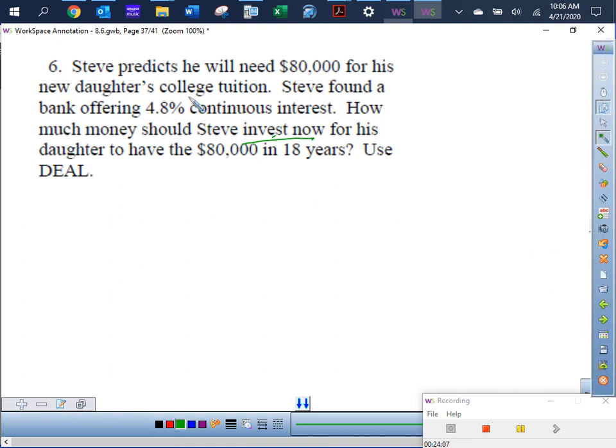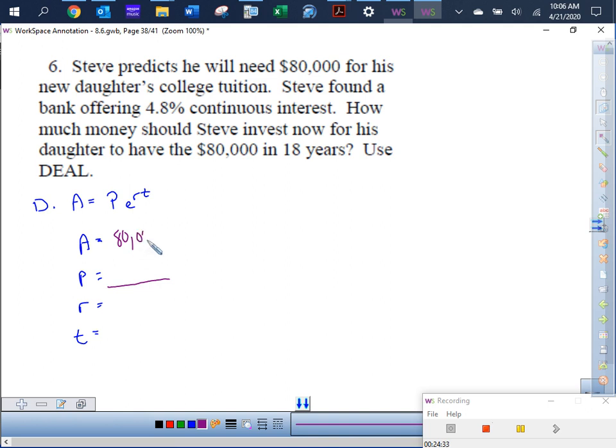So because it's continuous interest, we're going to roll with Pert. So we'll define that. We got the amount equals Pert, and we'll fill these things out. They want to know, how much should you invest now? Well, that is the principal. And that's what we don't know. So this is the one thing that's missing, the principal. We do know the amount that he wants later. That's your 80 grand. We do know the rate, it's 0.048, and we know the time is supposed to be 18. So the one thing you don't know is the principal in this case. So let's go ahead and substitute this into our formula.